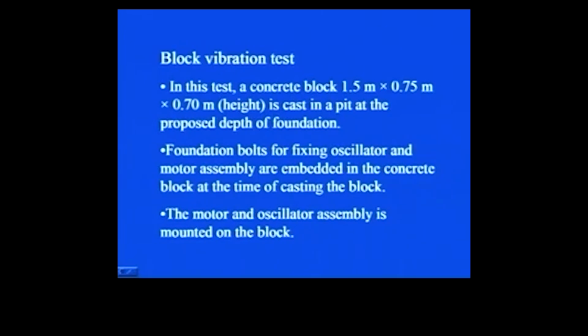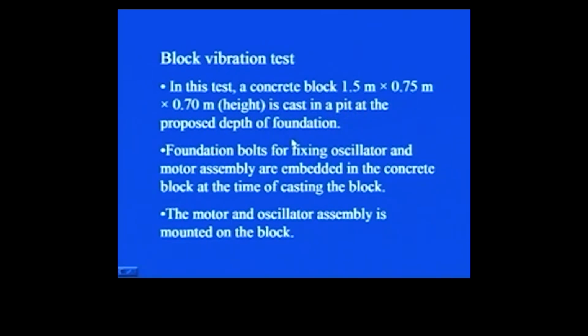Now let us see how the block vibration test is conducted. You remember that we talked of 4 tests. First was the cyclic plate load test and the second is the block vibration test. In this test, a concrete block of size 1.5 meter, 0.75 meter and 0.7 meter, which is the height of the block, is cast in a pit at a proposed depth of foundation.